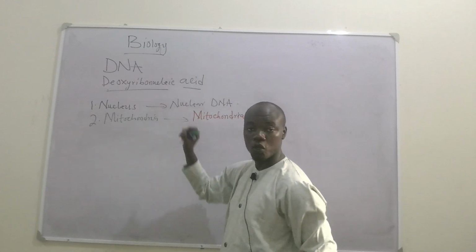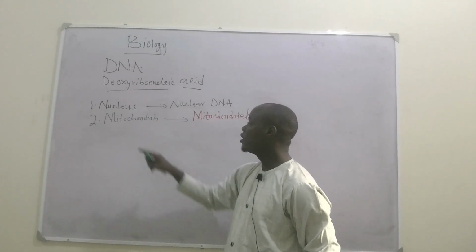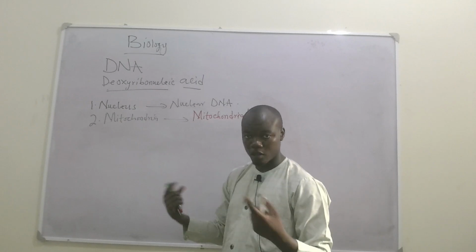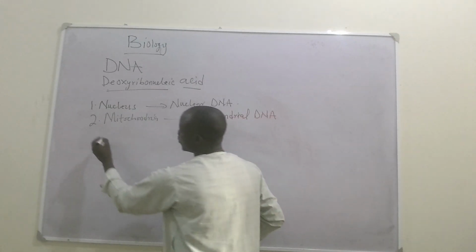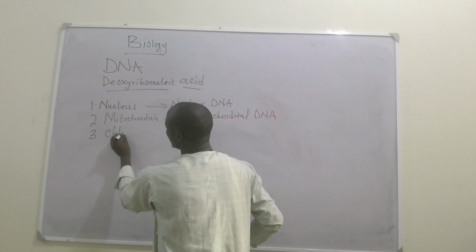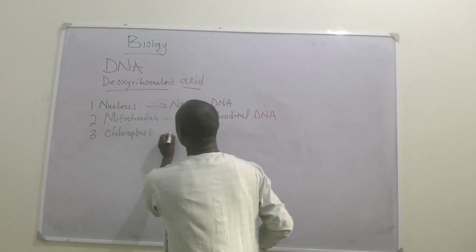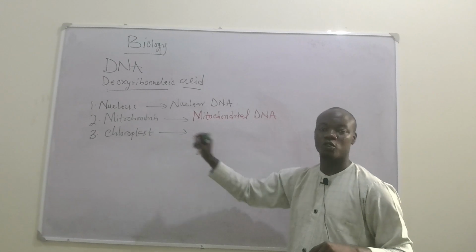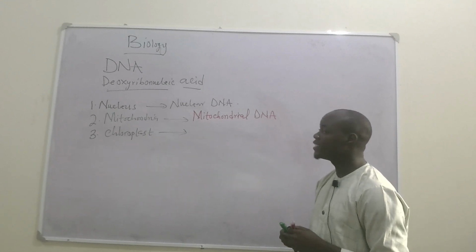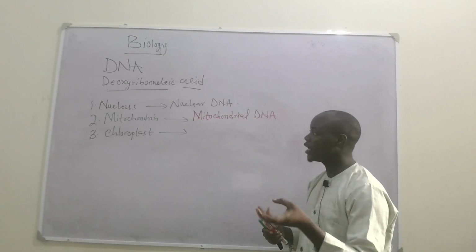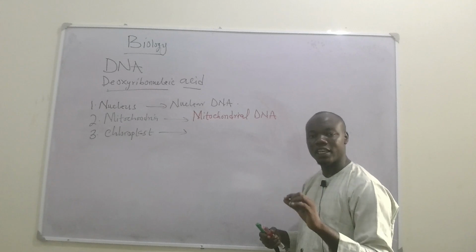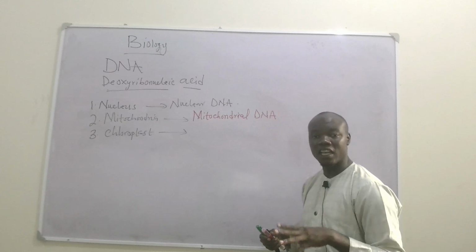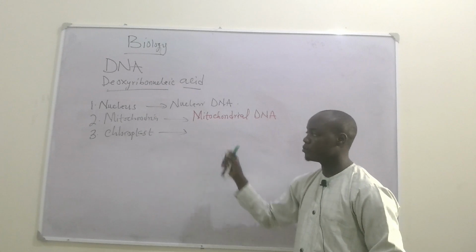It is found in the nucleus of the cell. In the case of animal cells, it is also found in the mitochondria. In the case of plants, we also have chloroplasts, and the chloroplasts also contain DNA. So both the nucleus and the mitochondria contain DNA in the case of animal cells. But plant cells have chloroplasts in addition to the nucleus and mitochondria.